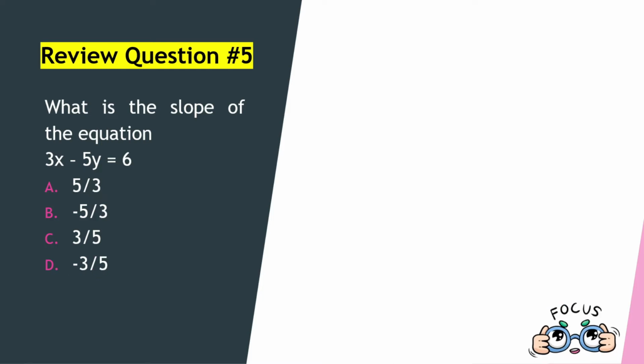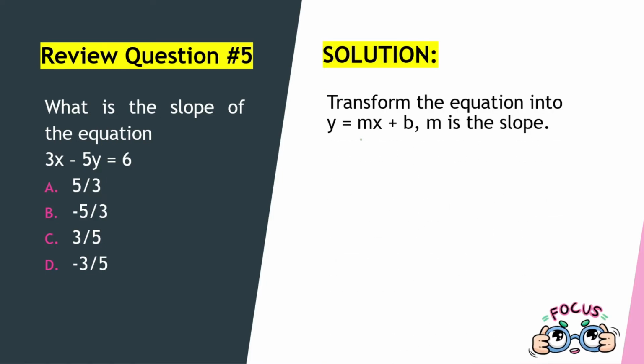Alright? So, to answer this question, we have the following solution. We have to change the equation into y is equal to mx plus b. So, transform it into y is equal to mx plus b, wherein m is the slope of the given equation. The coefficient of x will be our slope. So to solve this, to change this into what is called slope-intercept form, we move 3x to the other side.